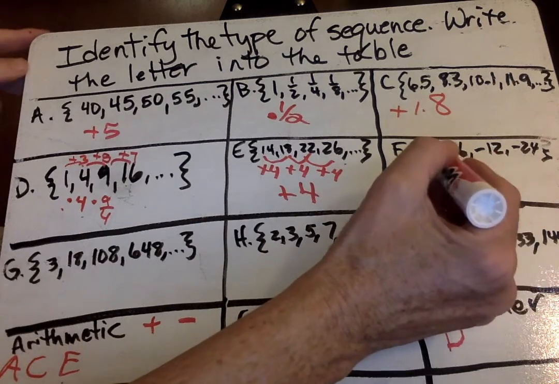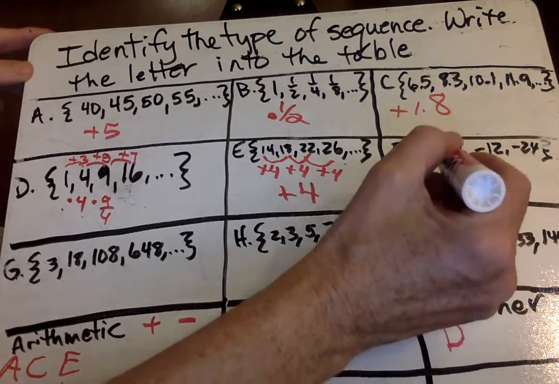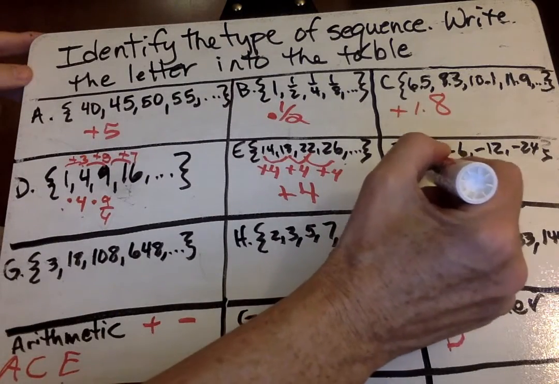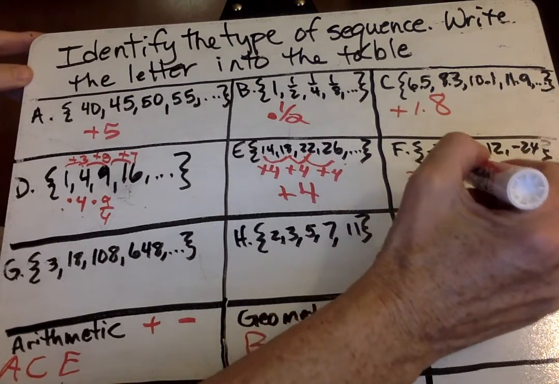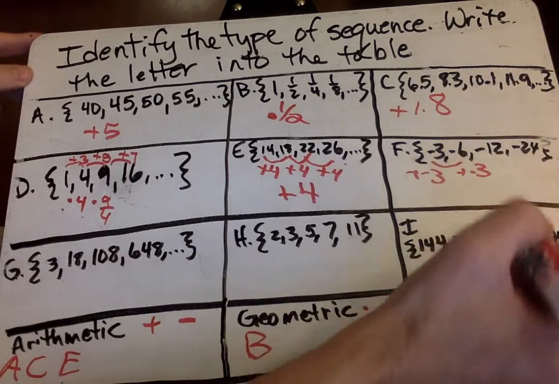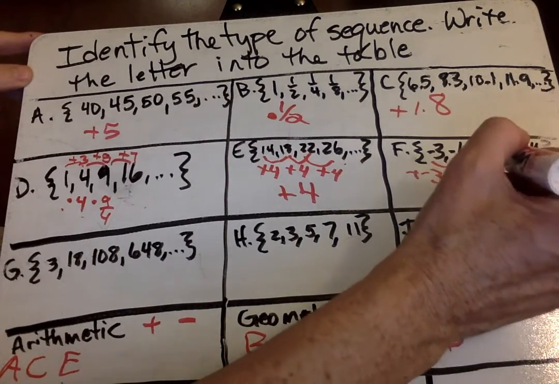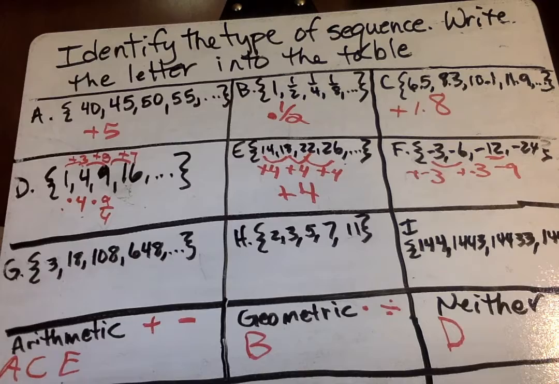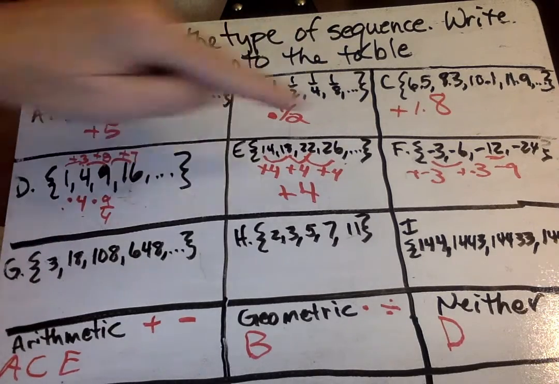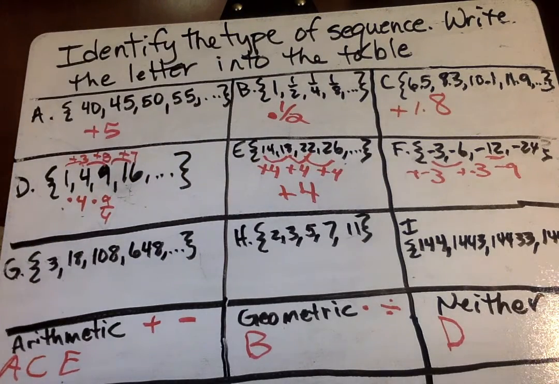Now we look over here and we go -3 to -6. That'd be like adding -3. So if I add -3 again to -6, it should be -9. And that is not -9. So we know it is not arithmetic because we're not adding the same number each time.